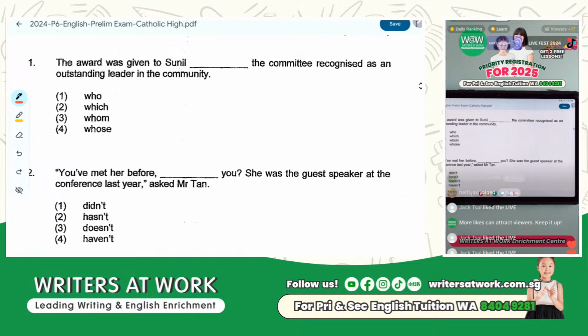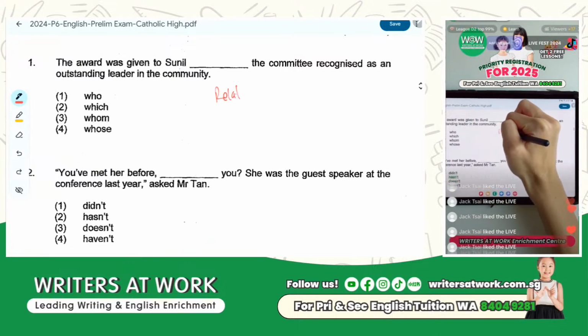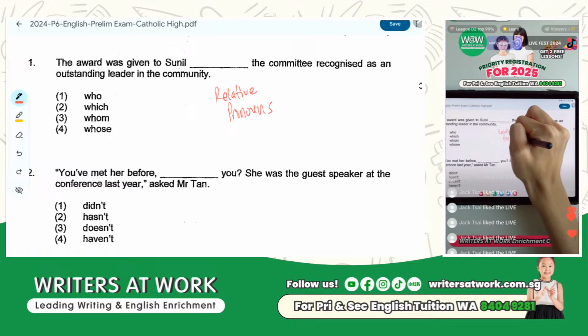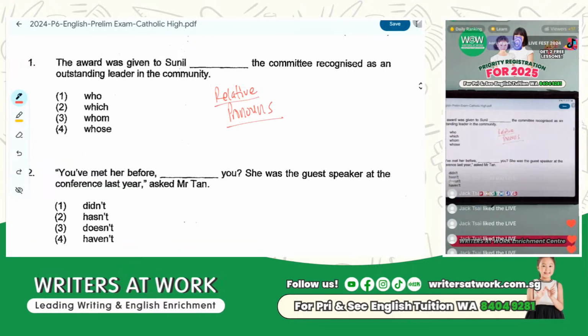Alright, the award was given to Su Neo, that the committee recognized as an outstanding leader in the community. So over here, we are interested in relative pronouns. Now, some of you may be asking, what are relative pronouns? Relative pronouns are basically words that will replace a certain noun or pronoun. Nouns or pronouns refer to things like your animals, your humans, Tom, Mary, so on and so forth. All right. So when we have relative pronoun questions, the first thing we observe is the verb.